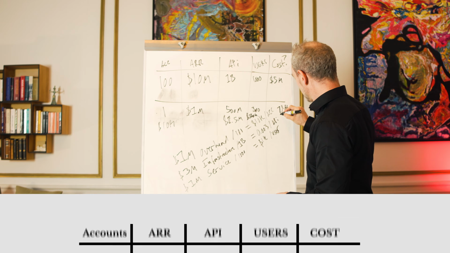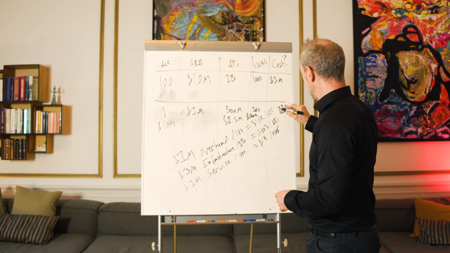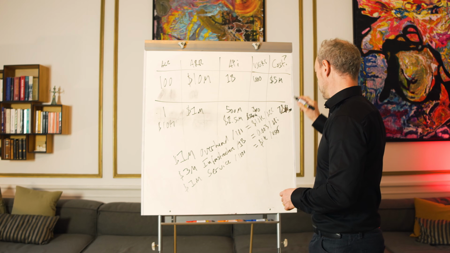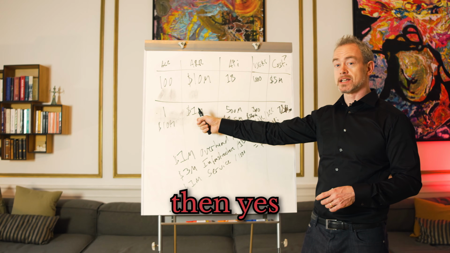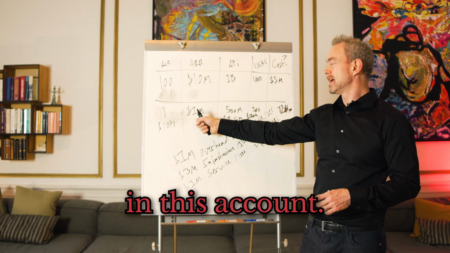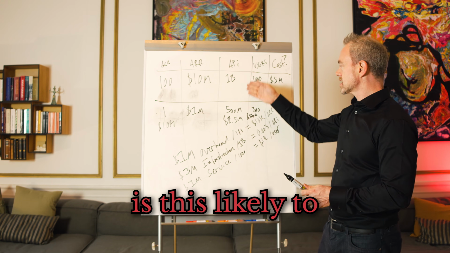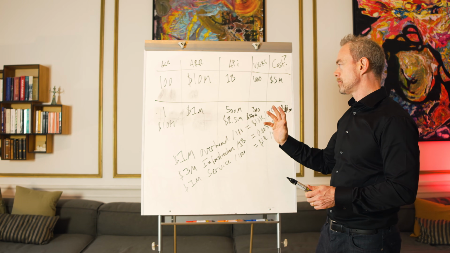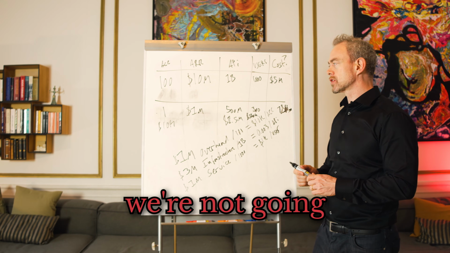and 10K, right? So almost 2 million in cost. So 1,810,000. And since they're only paying us $1 million, then yes, we are actually losing money on this account. Is it precisely this much money? No, but is this likely to have much bigger variance than what we just did? A little bit, but we're not going to be far off.